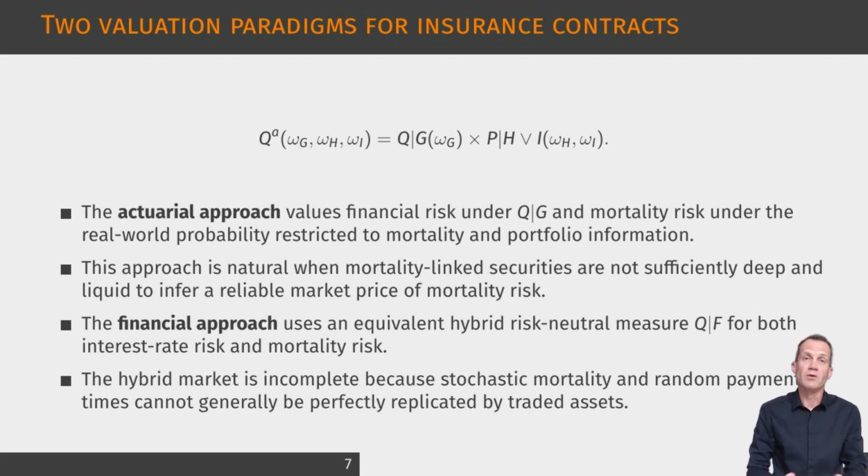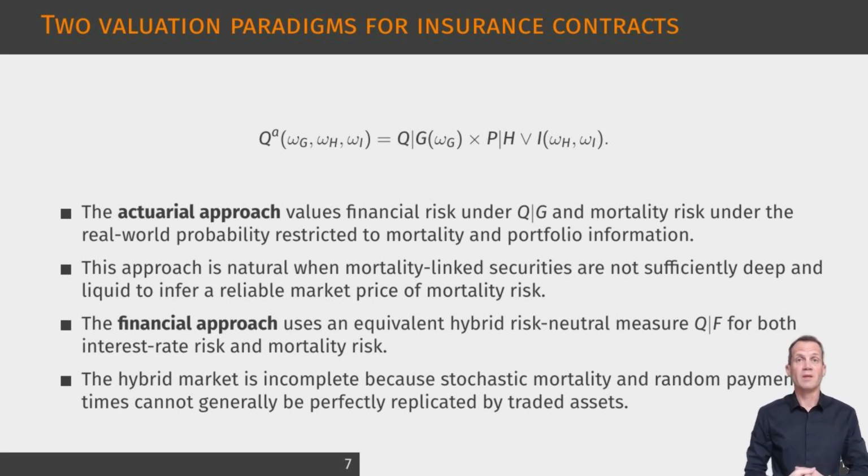The insurer then uses best estimate biometric assumptions and market-consistent discounting. The financial approach takes a different view. It assumes a hybrid market in which interest rate risk and mortality risk are both valued under an equivalent risk-neutral measure. This is conceptually attractive if mortality risk can be traded, for example through longevity bonds or other mortality-linked securities.